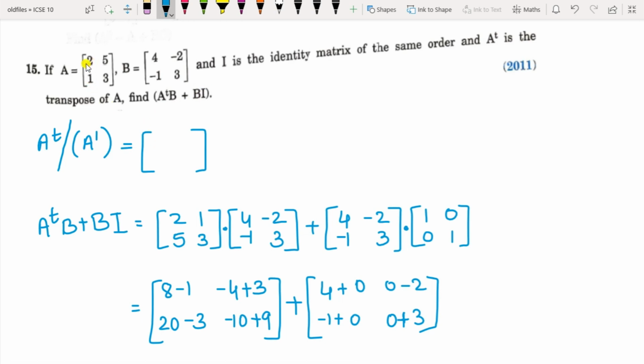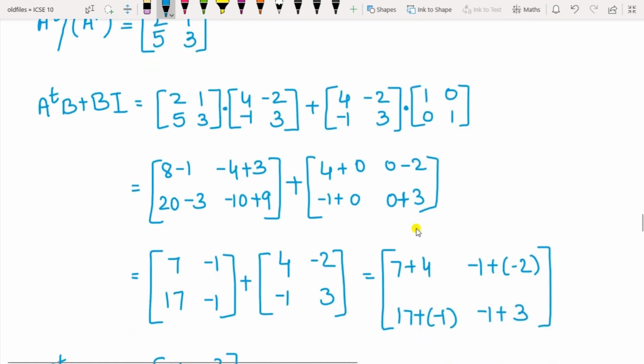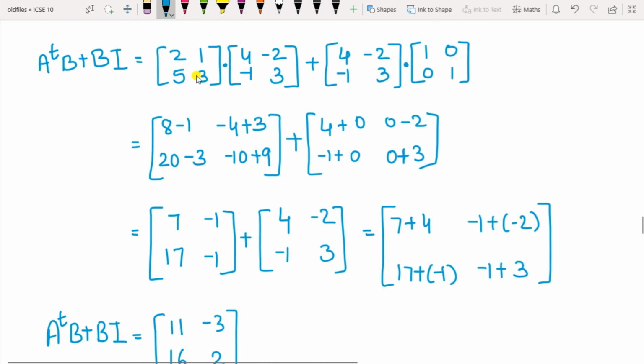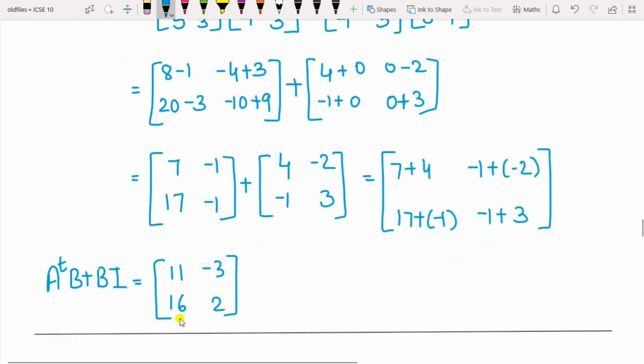Okay. So you have to first write the A transpose. To write the transpose, you have to convert the rows to columns. So it will be 2, 5, 1 and 3. So this is A transpose. Now multiply this A transpose with B and then add it with BI. So I is 1, 0, 0, 1. On doing the multiplication, this is 2 times 4 is 8 minus 1, this is minus 4 and plus 3, 5 times 4 is 20 and minus 3 and minus 10 and plus 9, and multiply this also. So you get the resultant matrix as 11, minus 3, 16 and 2.